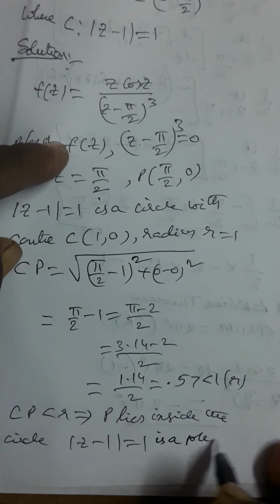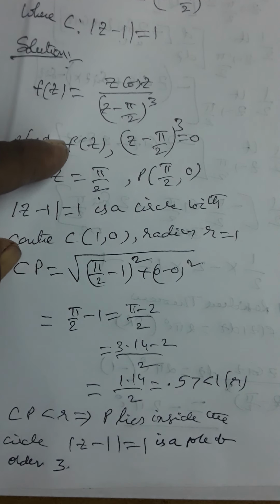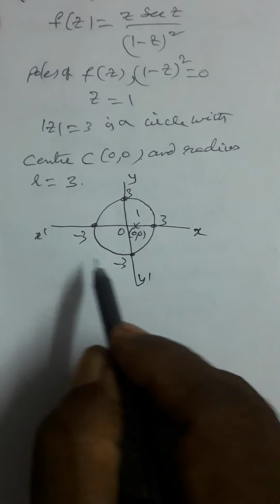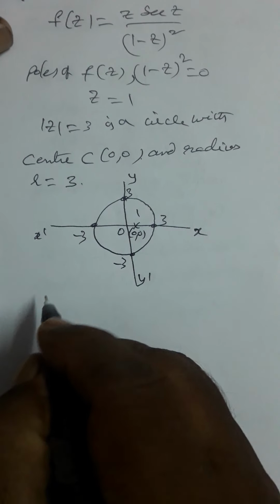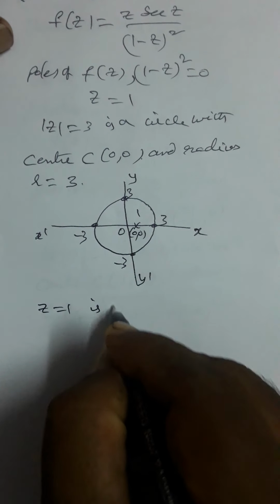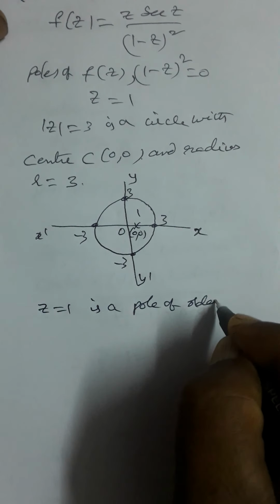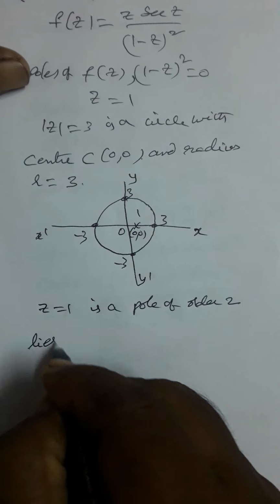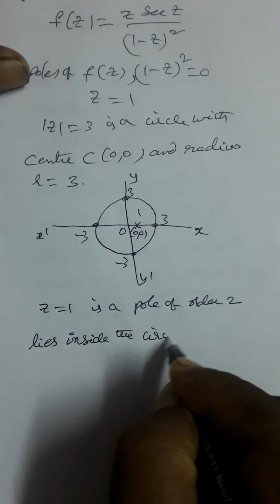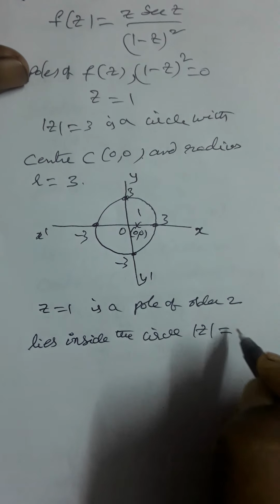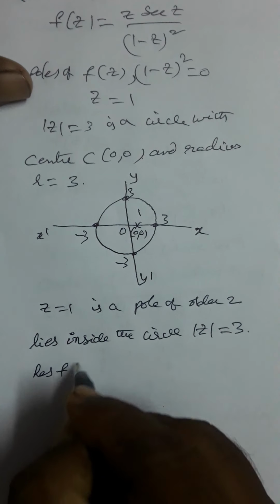So 3, 3, minus 3, minus 3, 1. So z is equal to 1 is a pole of order 2, and lies inside the circle mod z is equal to 3.